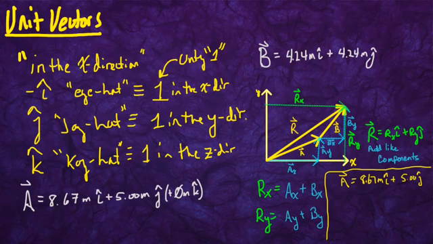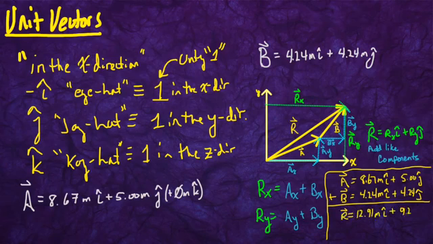So here's where we do the calculation. So we've got A equaling 8.67 I hat plus 5 J hat. B is 4.24 I hat plus 4.24 J hat. And if we add them together, we're going to get R equaling 12.91 I hat plus 9.24 J hat, which should jive with what we drew geometrically, what we drew on the graph. That we're going to have a longer x and a longer y for R. Does that make sense? Okay.